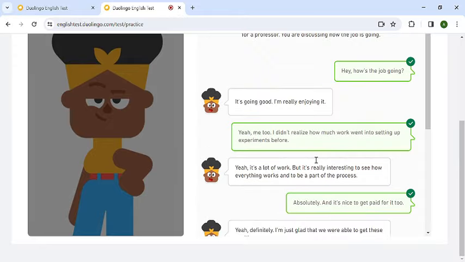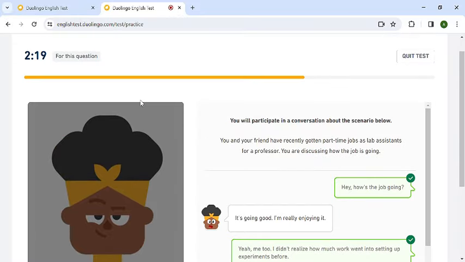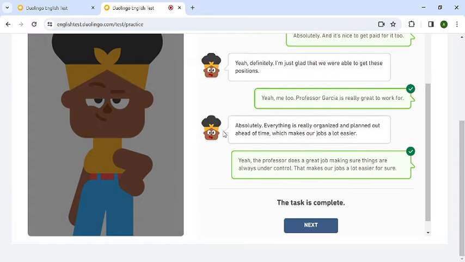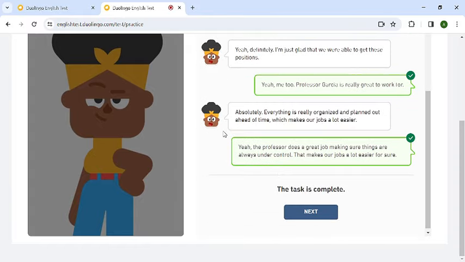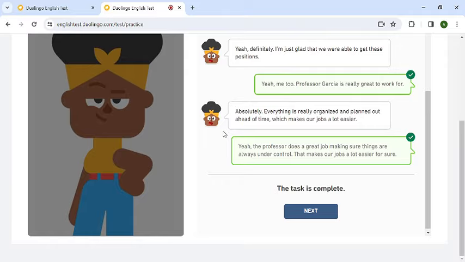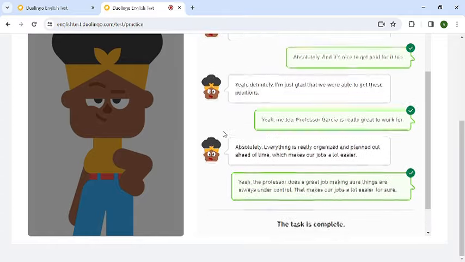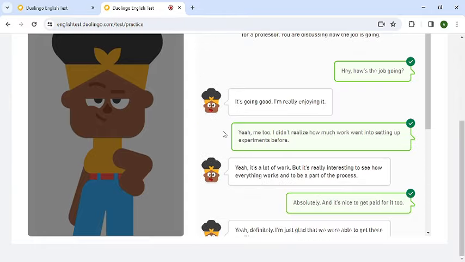Now we have to summarize, so we don't have so much time. I'll read through again. How is it going? Enjoying the job. It's a lot of work. It's interesting to see how everything runs and be paid. Everything's really organized and planned out ahead of time, which makes the job easier. Professor Basha is great to work for. He does a great job making sure things are always under control.